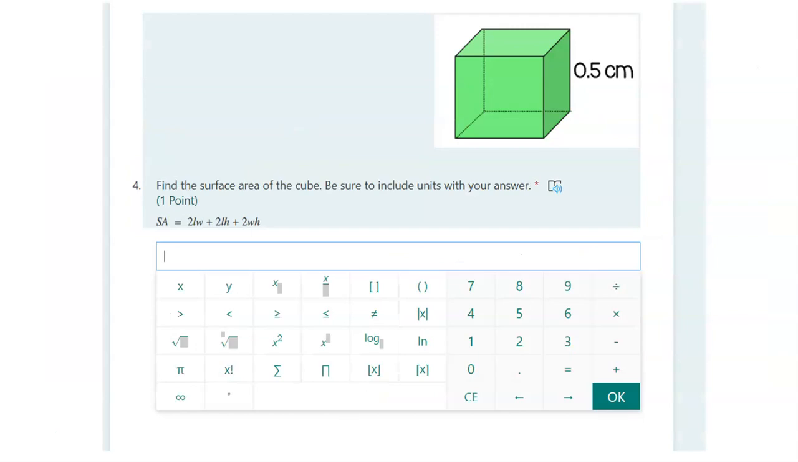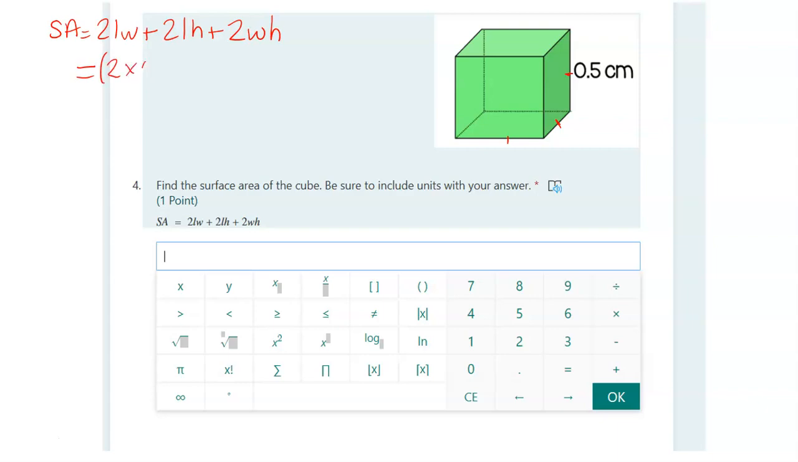Question number 4 is where you would see the first math keyboard. This math keyboard is what we want you to use to answer with units. So to find the surface area of this cube, we can see here that one side length is labeled as 0.5 centimeters. All the side lengths on this cube are 0.5. So to answer that, I would begin by using the formula. Surface area equals 2LW plus 2LH plus 2WH. And every length is going to be 0.5 centimeters.